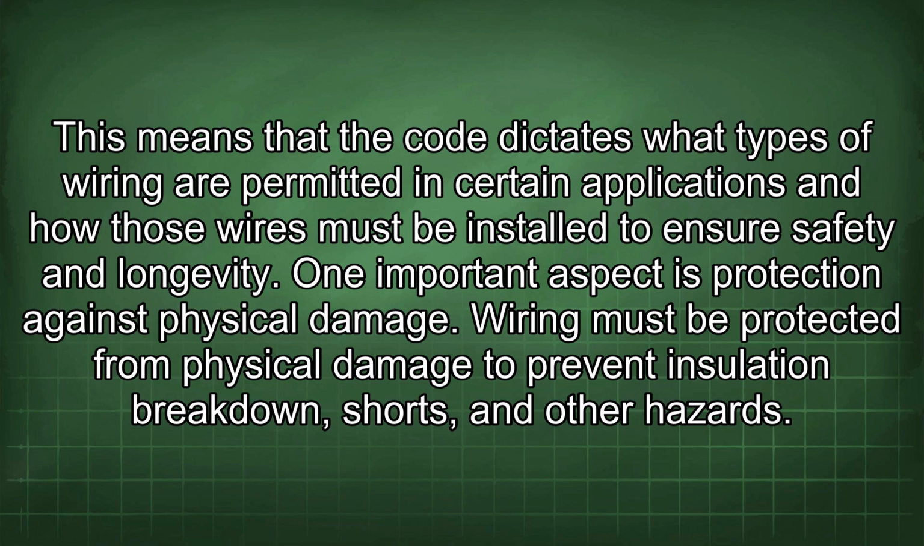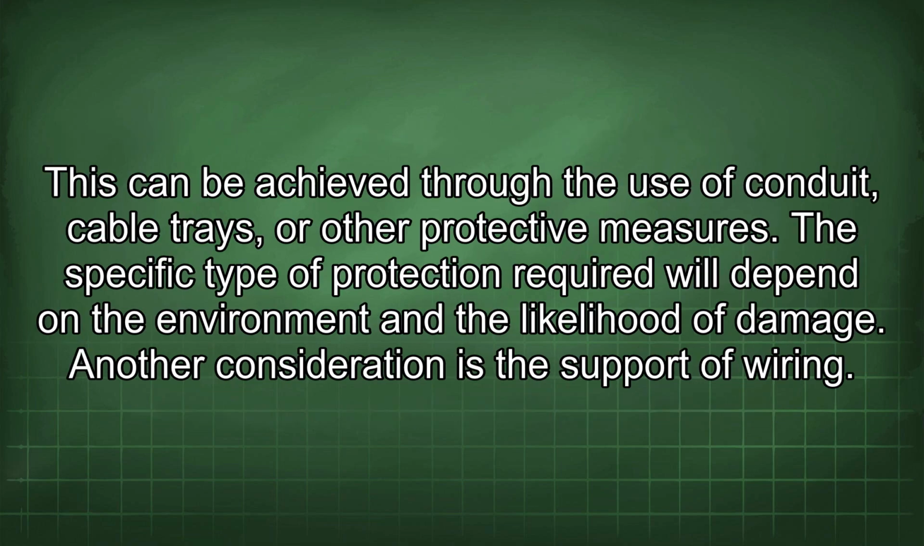One important aspect is protection against physical damage. Wiring must be protected from physical damage to prevent insulation breakdown, shorts, and other hazards. This can be achieved through the use of conduit, cable trays, or other protective measures. The specific type of protection required will depend on the environment and the likelihood of damage.